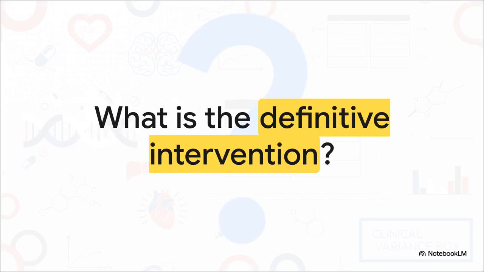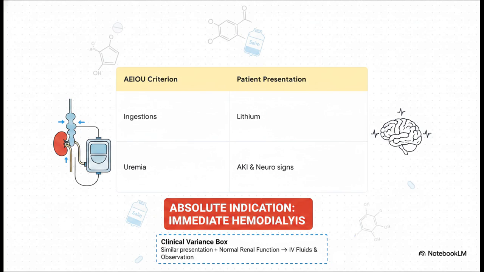Based on extracorporeal clearance criteria, what is the absolute definitive intervention here? We're dealing with a dialyzable toxin, presenting with concurrent acute kidney injury and severe central nervous system signs. You have 5 options. Keep those critical thresholds for extracorporeal clearance in mind. The correct answer is urgent hemodialysis. Under the established AEIOU urgent dialysis framework, the combination of a massive lithium ingestion toxidrome presenting with severe neurological symptoms and uremic renal failure absolutely mandates immediate hemodialysis.